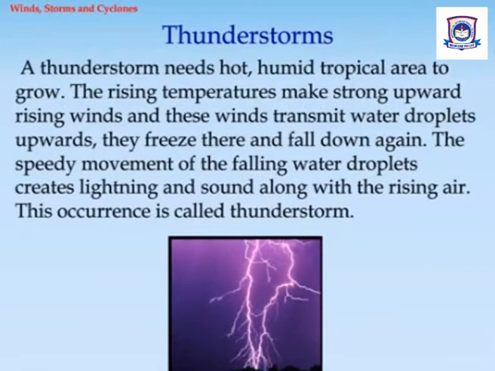Thunderstorms. A thunderstorm needs a hot, humid tropical area to grow. The rising temperatures make strong upward rising winds, and these winds transmit water droplets upwards. They freeze there and fall down again. The speedy movement of the falling water droplets creates lightning and sound along with the rising air. This occurrence is called a thunderstorm.